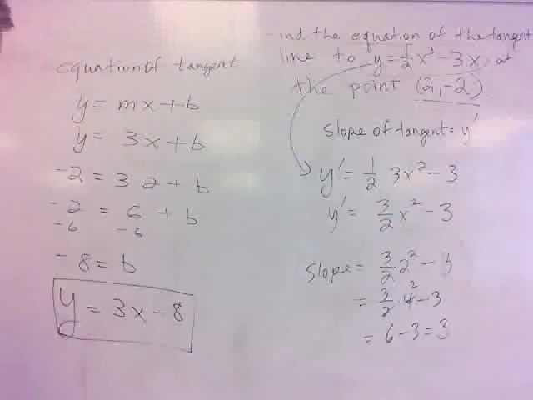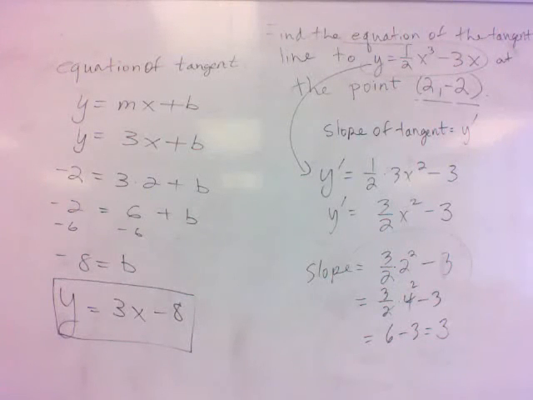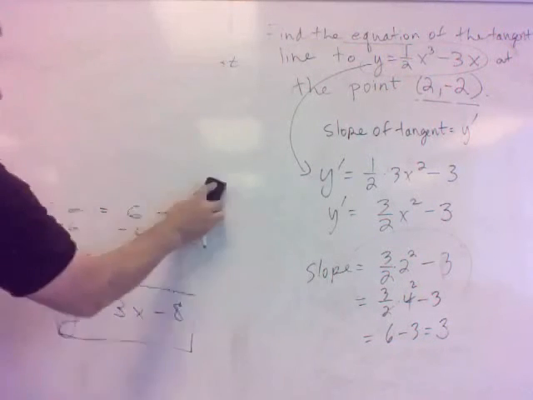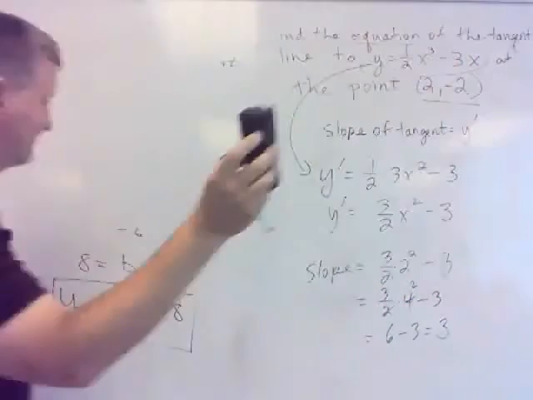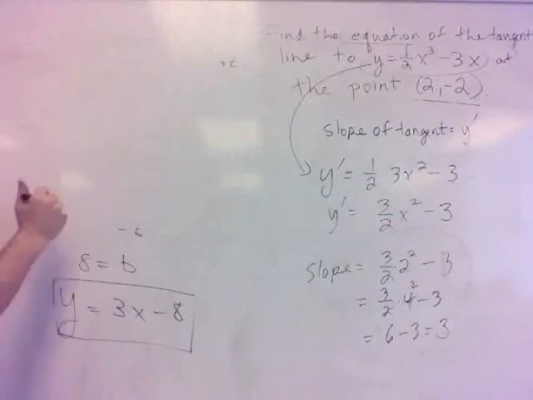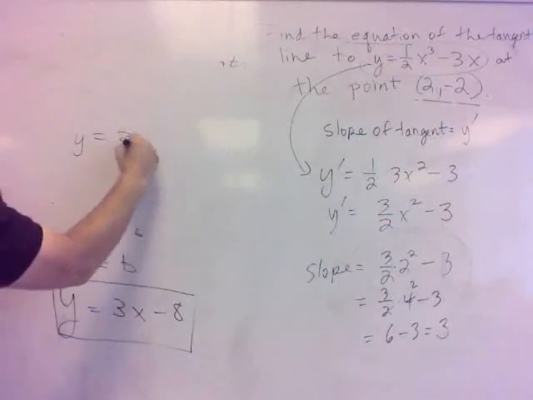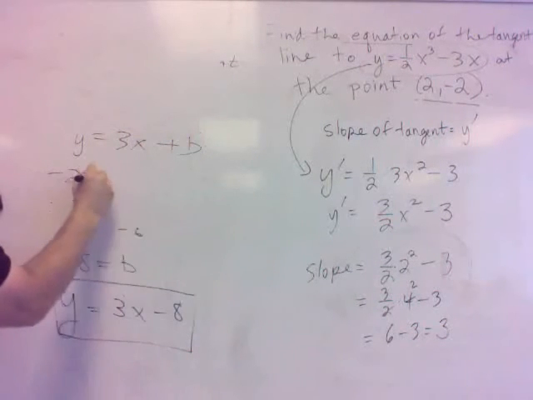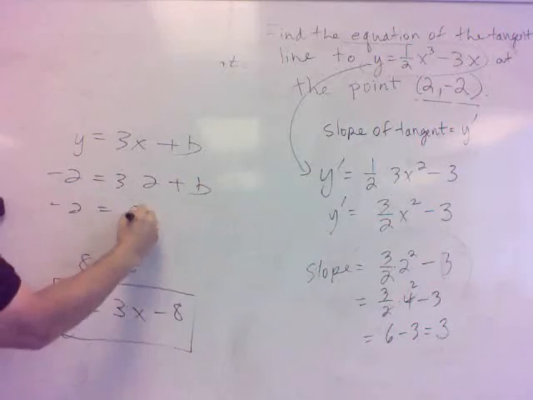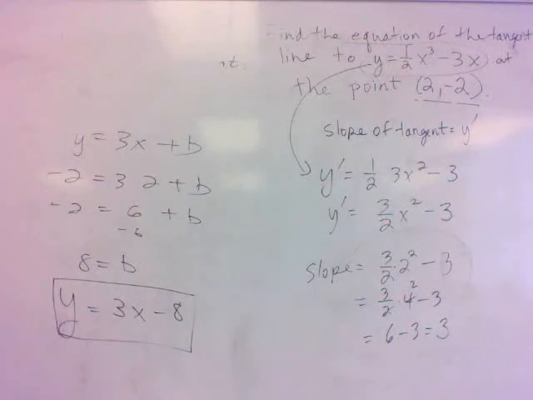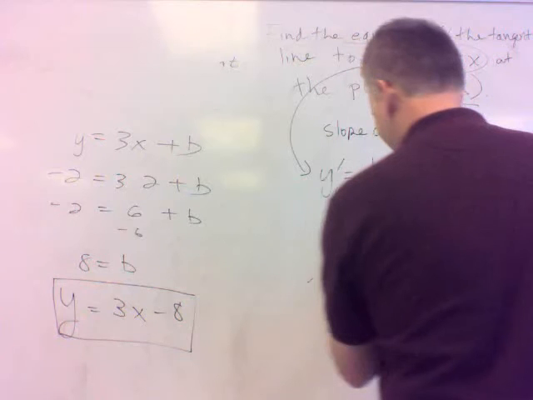Okay? Got one more quick example for you. Is that okay? Did I get too much of it? Oh, let's see. I had y equals 3x plus b. Negative 2 equals 3 times 2 plus b. Okay, there you go. Does that help you? Yeah. Okay.